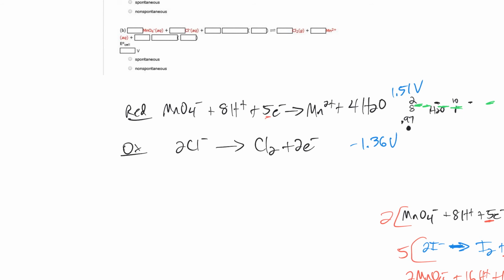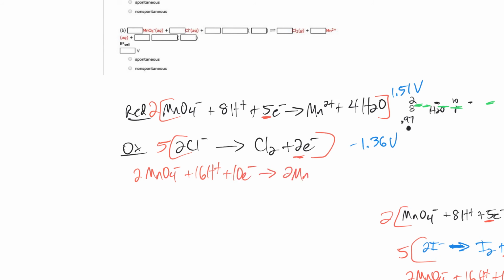Do the number of electrons match? No. We've got to multiply by coefficients in order to get them to match, otherwise it won't work. So lowest common multiple between 2 and 5, 10. So double all the coefficients in the permanganate reaction. Multiply by 5 all of the coefficients in the chloride reaction. Let's write down those results. The voltage does not change upon multiplying.